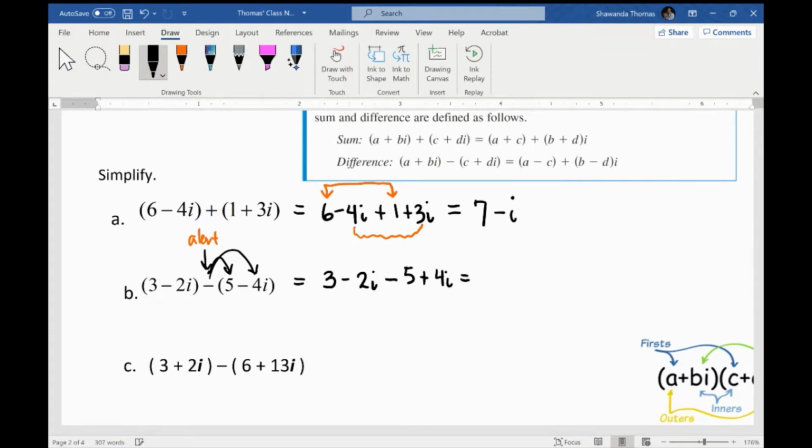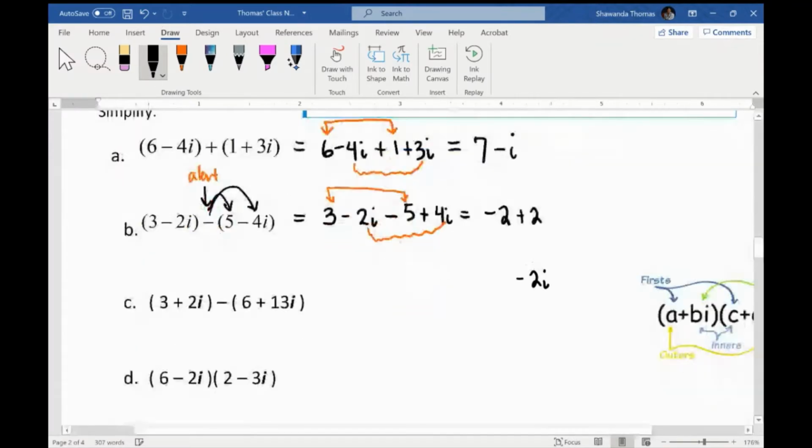All right. So now we have, I would say, sort of like terms. What could we add and subtract? What do you consider? 3 minus 5 is negative 2. And then it'll be the 2i and the 4i, so it'll be 2i plus 2i. Good. It's as simple as that. We're adding and subtracting.